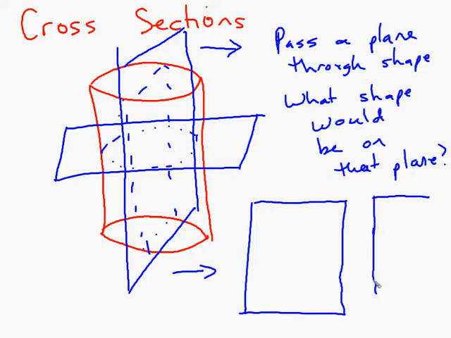And then eventually, what if I got right to the very end? What would I get on my cross section right at this end? A line. Good. That's cross section. Let's do one more cross section. Okay, don't worry about that. Let's say I have a pyramid.